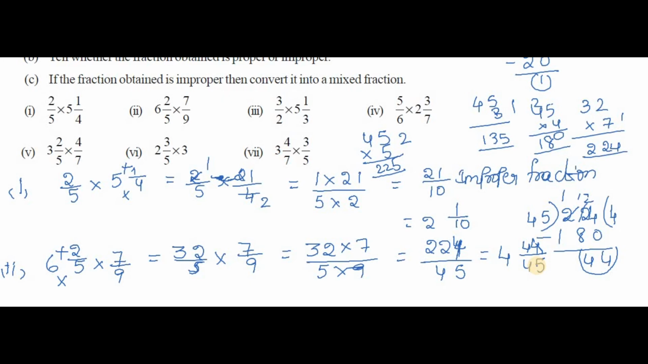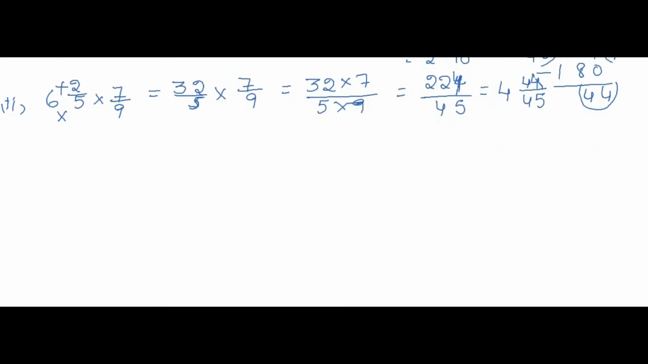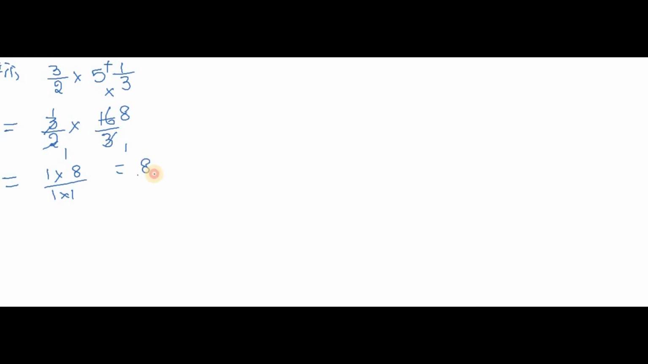Okay students, now we'll go for the next question. Third question, 3 by 2 into 5 1 by 3. So it is a mixed fraction. We can convert this like this: 3 by 2 into 5 3s are 15 plus 1, 16 by 3. So as you all know, 3 1s are 3, and 2 table, 2 8s are 16. So simply 1 into 8 by 1 into 1. 8 1s are 8 by 1. We can also write it as 8.